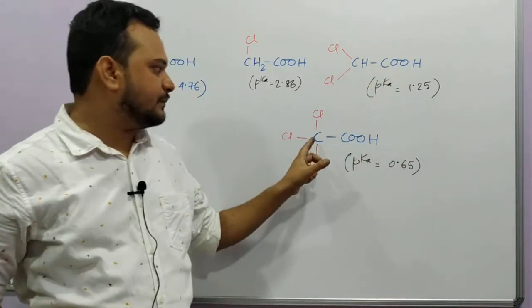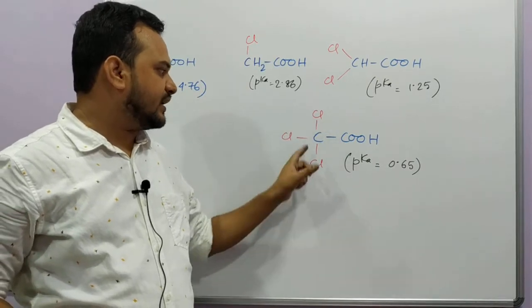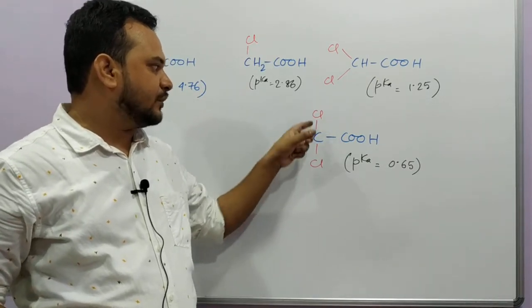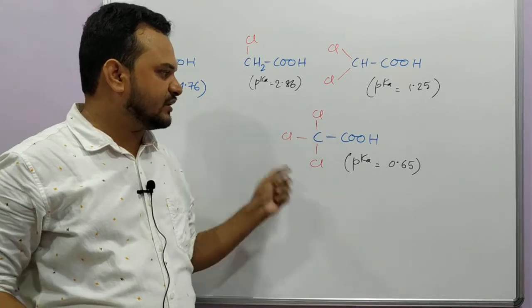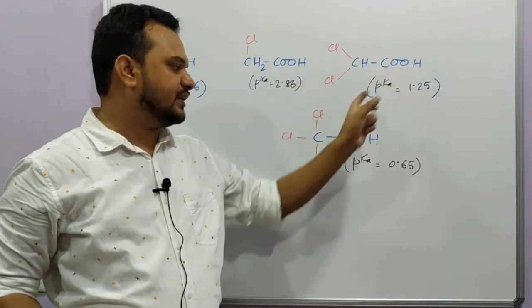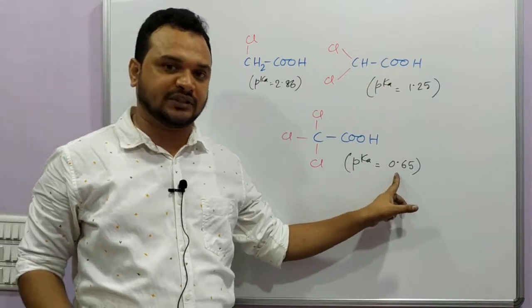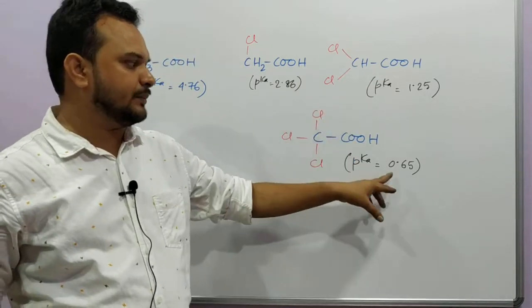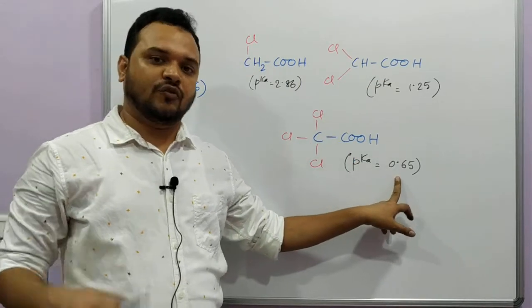After that I am taking three chlorines here at the alpha position, and because of the minus I effect of these three chlorines, the pKa value further decreases to 0.65. A very strong acid, because the pKa value is below 1. Very strong acid.